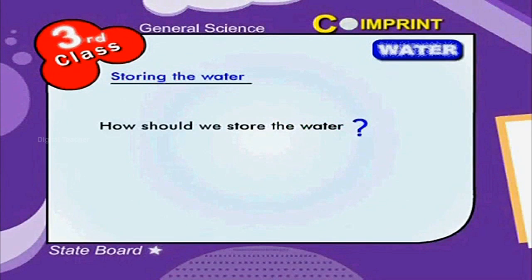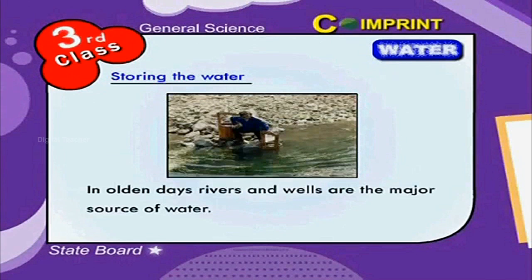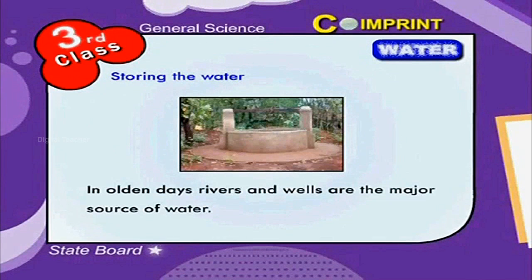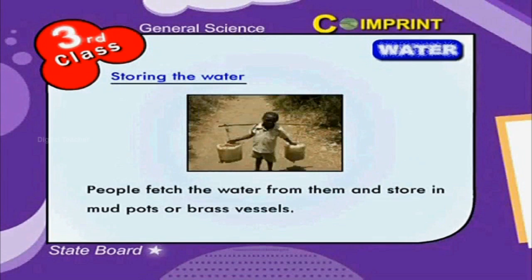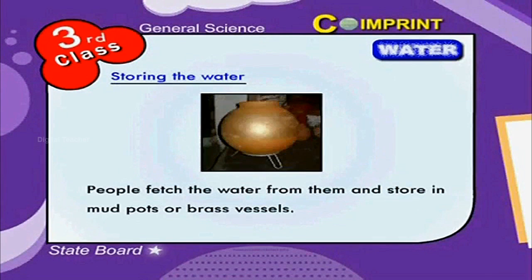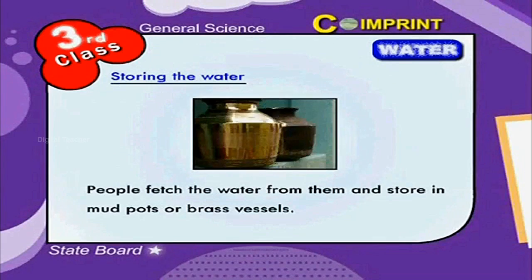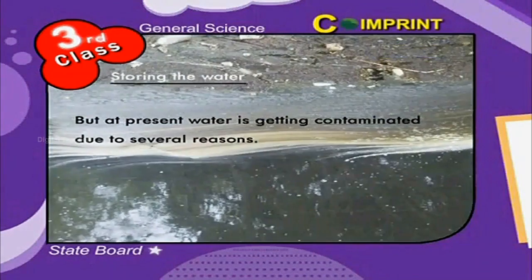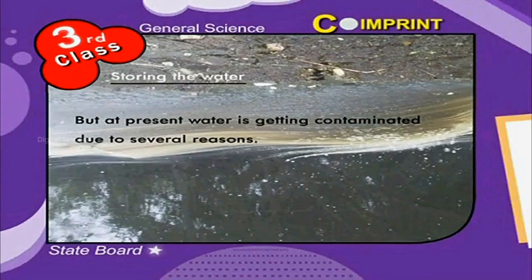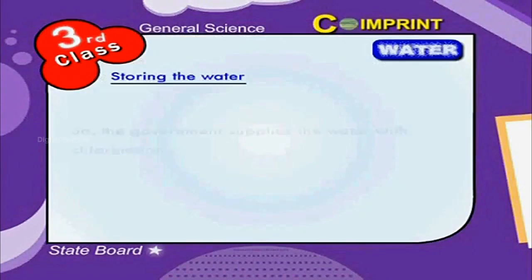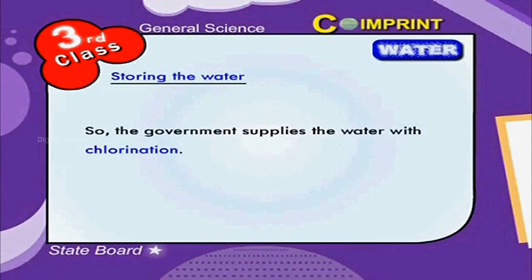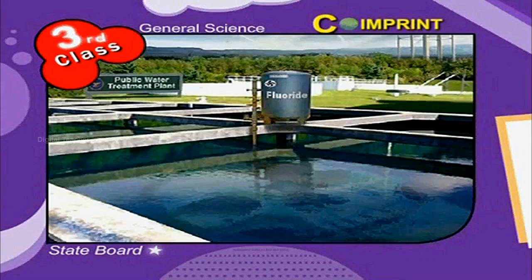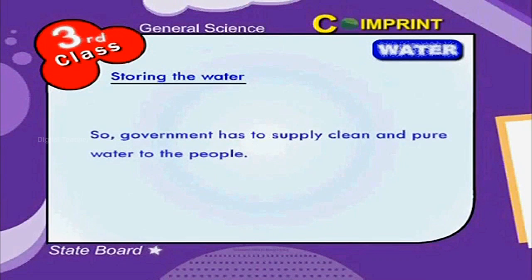How should we store the water? In olden days, rivers and wells were the major source of water. People fetched the water from them and stored it in mud pots or brass vessels. But at present, water is getting contaminated due to several reasons. So, the government supplies the water with chlorination. In some areas, water contains fluorine, which is harmful to drink. So, the government has to supply clean and pure water to the people.